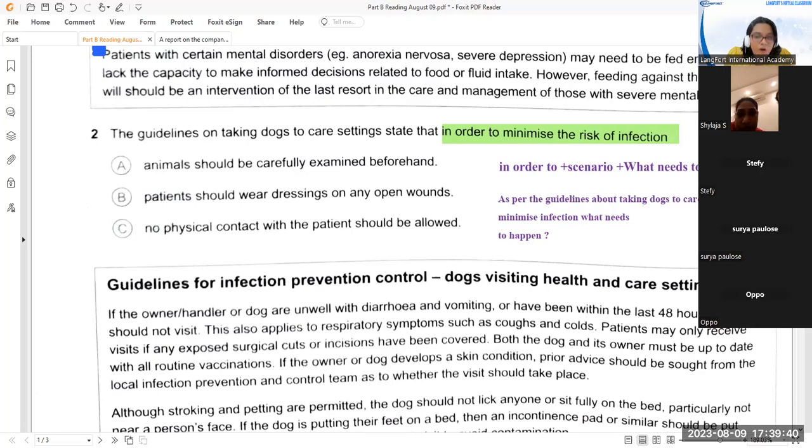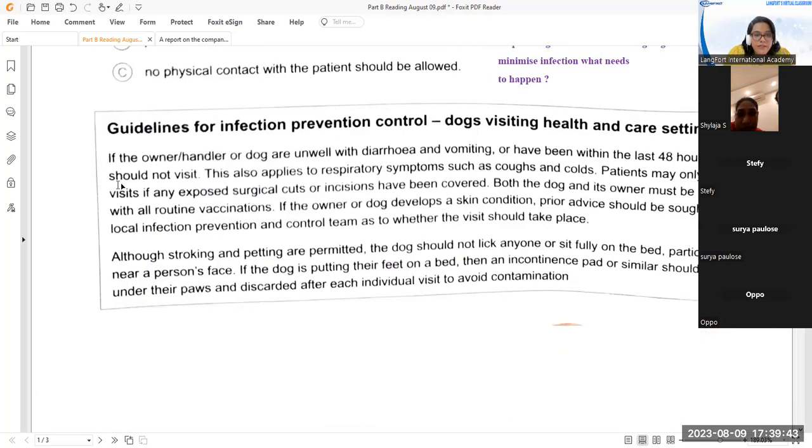Okay, all right. Now, I want all of you to read the extract. Take 55 seconds, read your extract.